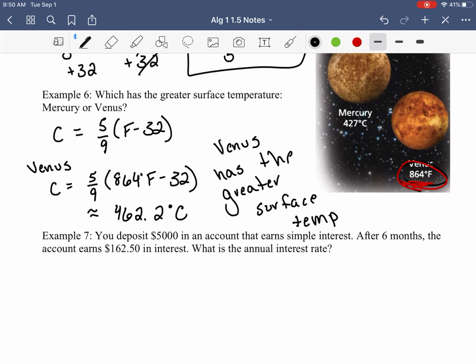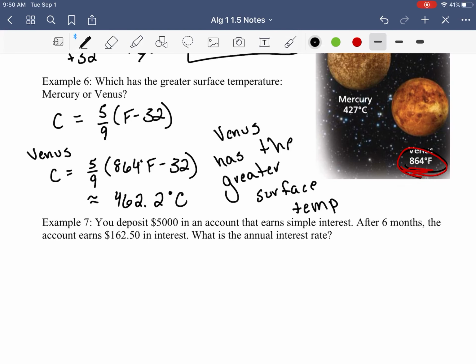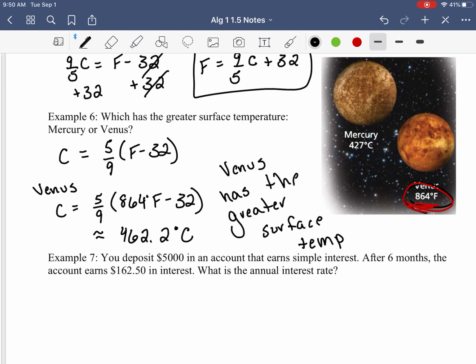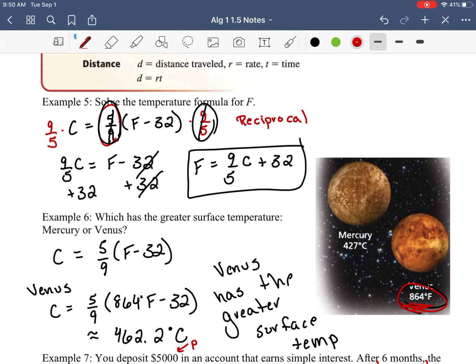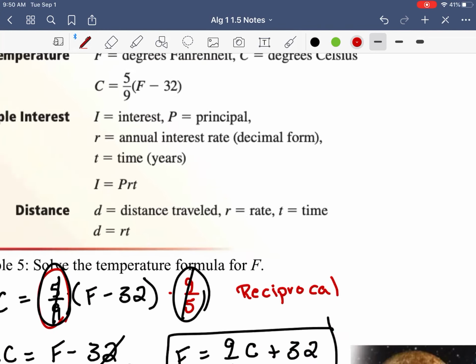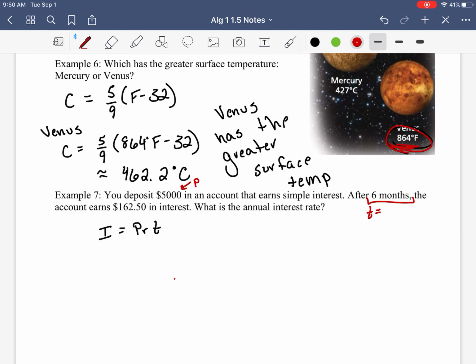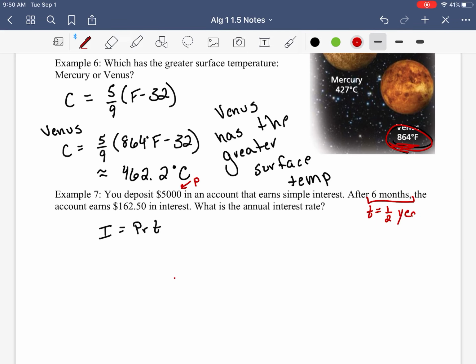Okay, last example. You deposit $5,000 in an account that earns simple interest. So we're going to use our simple interest formula, which is I equals PRT. Principal, again, is the amount that you're investing. So I'm going to go ahead and label my principal is 5,000. That's how much I'm investing. After 6 months, that's my time. But if you notice up here, it says time in years. So 6 months is half of a year.